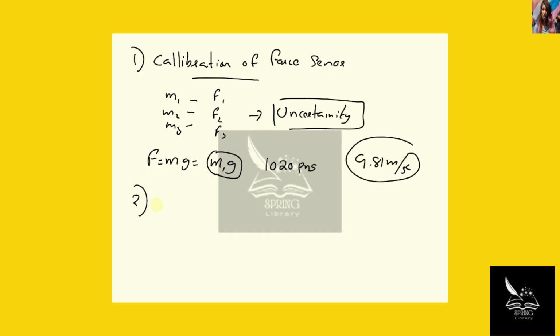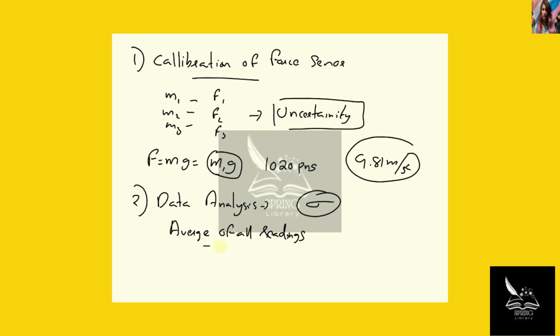Now second is data analysis. So you have the recorded data from the force sensor calibration. Now you calculate the average reading for each of these applied forces, and you determine the standard deviation. Using the average of all readings, you can formulate the standard deviation, and then using that you can say it is plus or minus the standard deviation value. So that is also another opportunity.